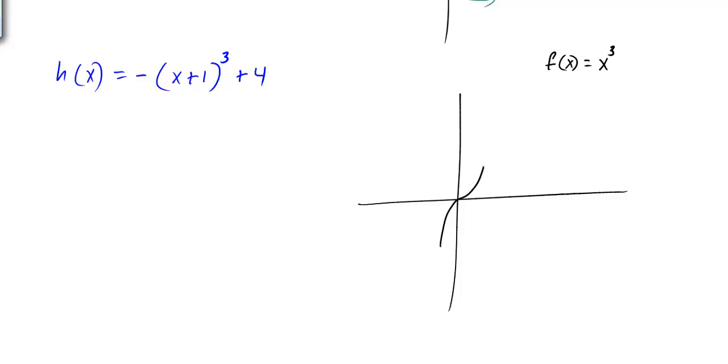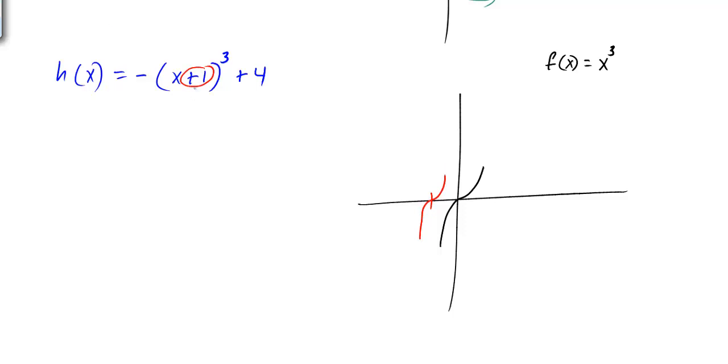Now we want to go through each of the transformations here. Again, myself personally, I like to start on the inside and work my way out. Otherwise you could possibly make a mistake. So I'm going to start on the inside. What effect does the plus 1 have? Well, remember that's the inside. That's going to move the graph 1 place to the left. So if I move this over 1 to the left, we now have this graph.